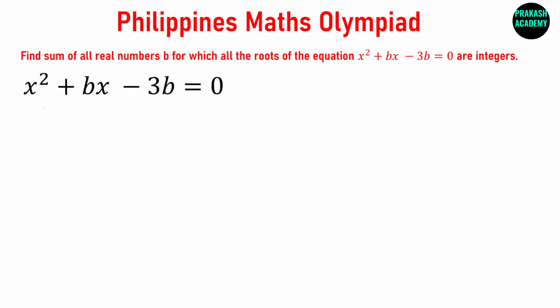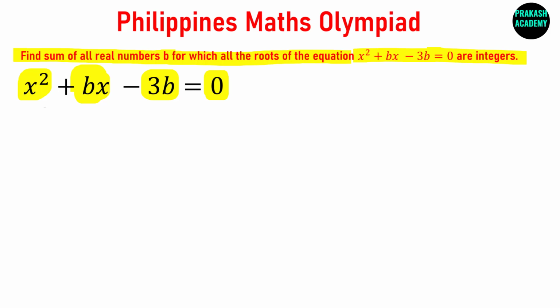So in this problem, we have to find the sum of all real numbers b for which all the roots of the equation x square plus bx minus 3b is equal to 0 are integers. So we have been given this equation, that is x square plus bx minus 3b is equal to 0. Now it is said that the roots of this equation are integers. Then we have to find the value of b. So what are all the possible values of b? And then we have to find the sum of such values.